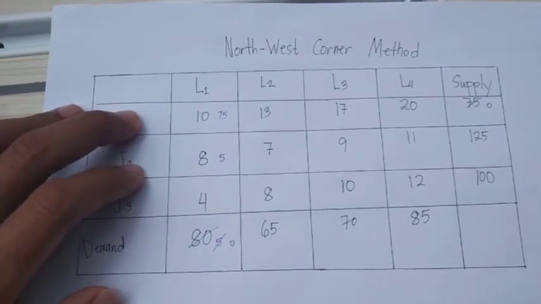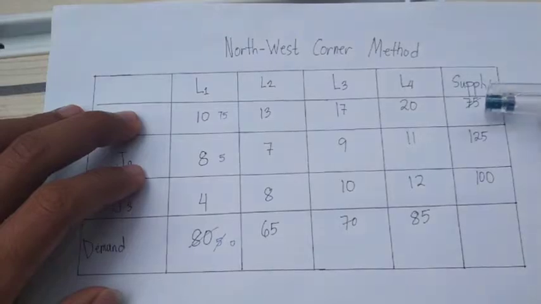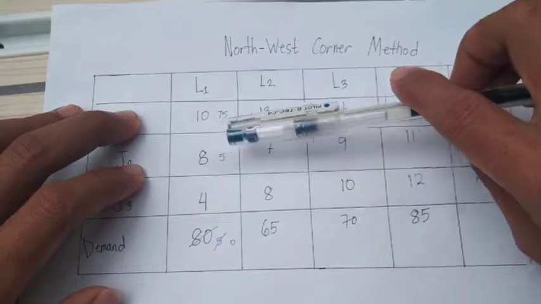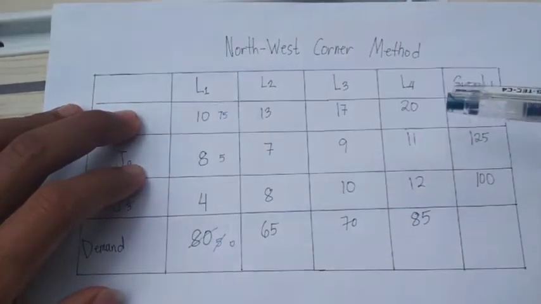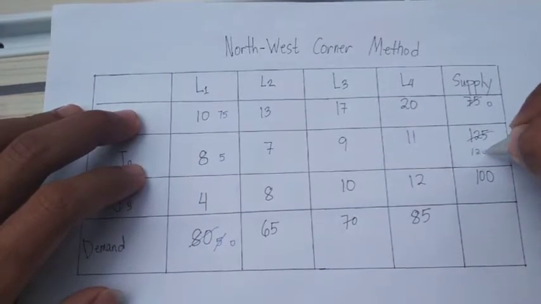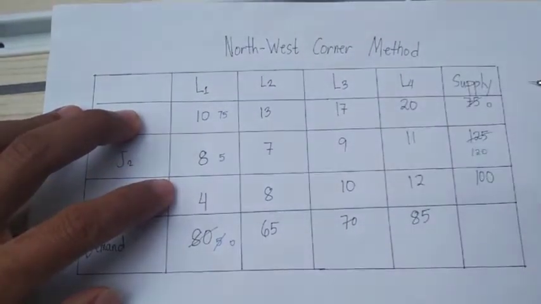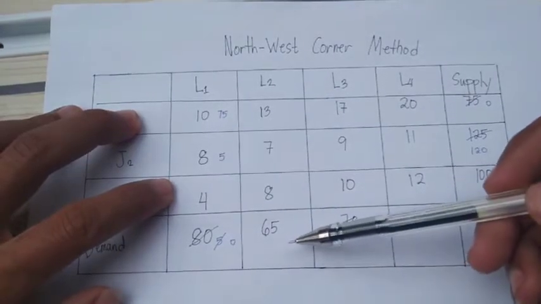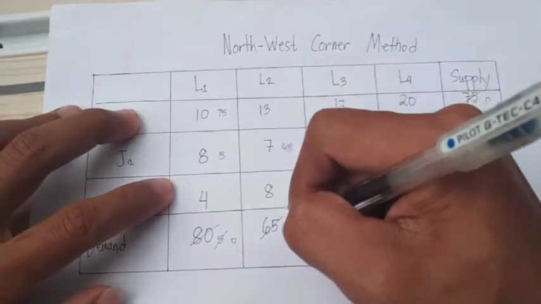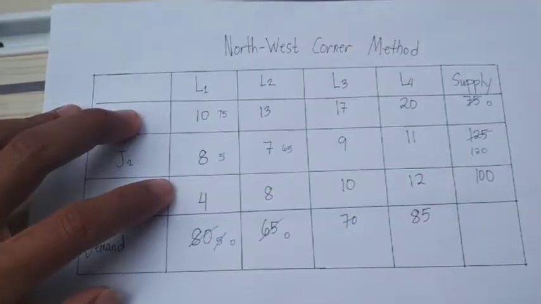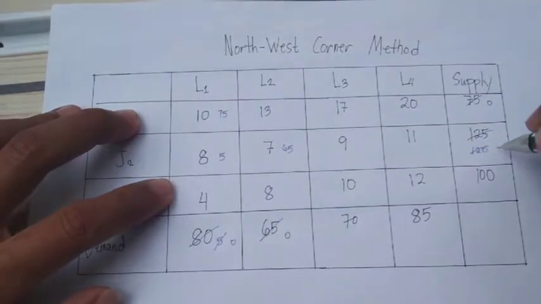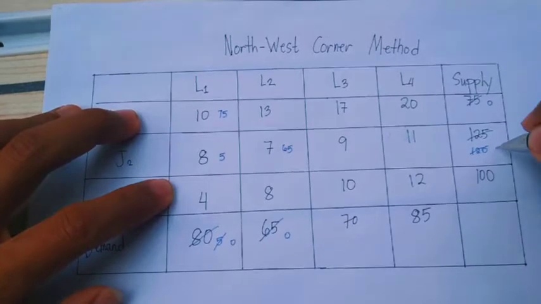Next, since this upper portion is satisfied, we will let this be imaginary. Next, we will move to 7. Since we have 5 here, we will cross this out and it becomes 120. And since the demand is 65, we will put 65 here to satisfy the demand. So the demand now is satisfied. So 120 minus 65 will become 55.